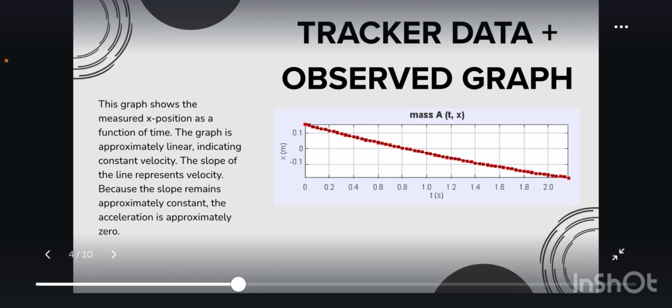The slope is decreasing, which shows negative velocity, but that is because in the video the object is moving from right to left, and right has been considered as the positive direction. Because the slope remains approximately constant, the acceleration is approximately 0.